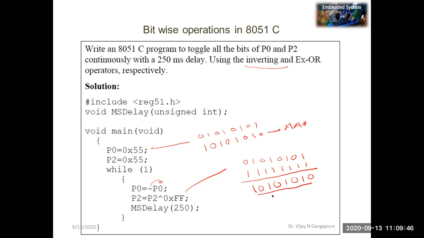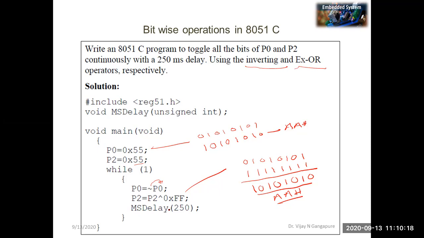So what is this data? It is actually AAH. We are using this XOR operator to invert the content in port 2. Previously it was 55, now it becomes AA. We have just inverted it, and that we are again assigning to port 2. To port 2 I am outputting AAH, which is the inversion of the previous content, 55. So we are using the XOR operator for the inversion here.